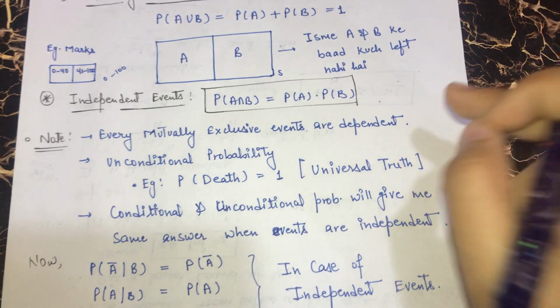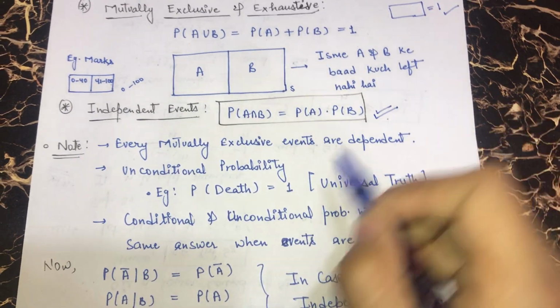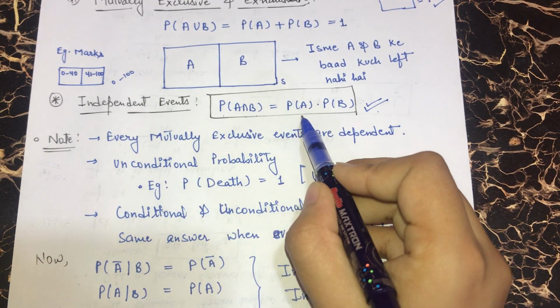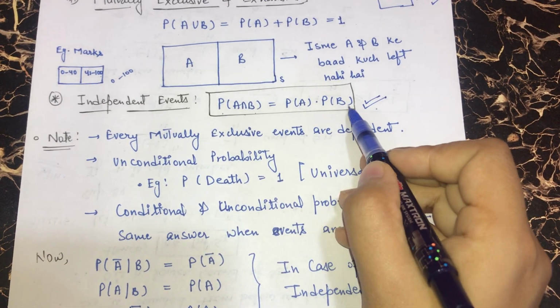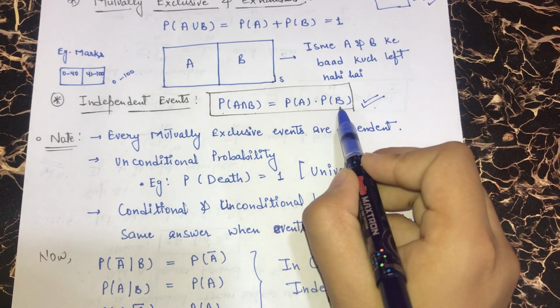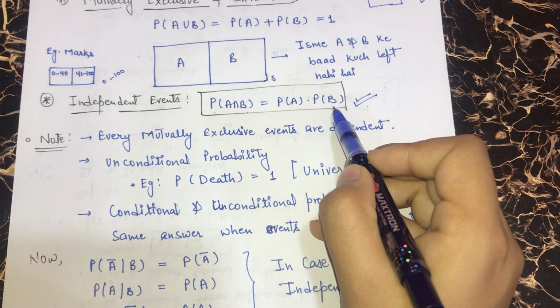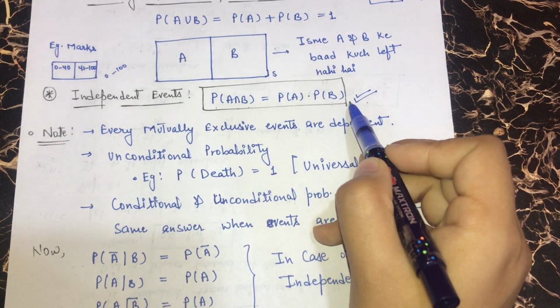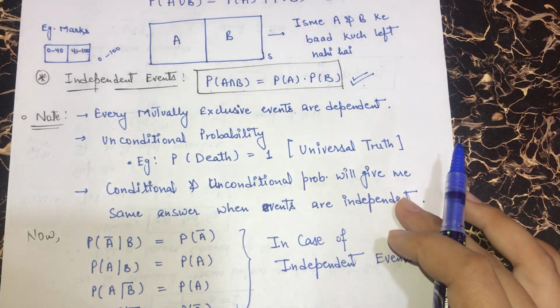So in this case, our condition which will be applied is that the probability of A intersection B will give me the individual product of the probabilities of A and B, like the probability of A into probability of B. Please make a note of it. This is very important and is going to be used very much if you solve numerical examples.